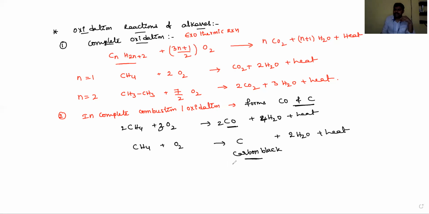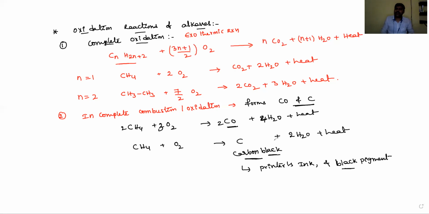This carbon black has importance. It is used as printers ink and black pigment. Black pigment means for making black colors, and printers ink, and this carbon black is also used in filters for the filtration of impurities. In such cases, this carbon black is used. Okay, dear students, this is about incomplete combustion.